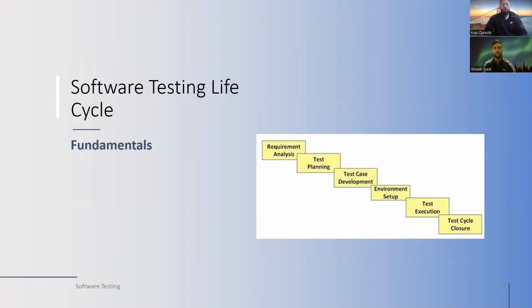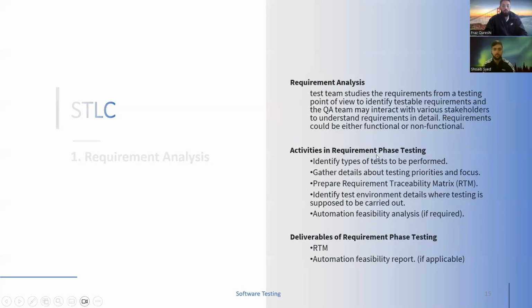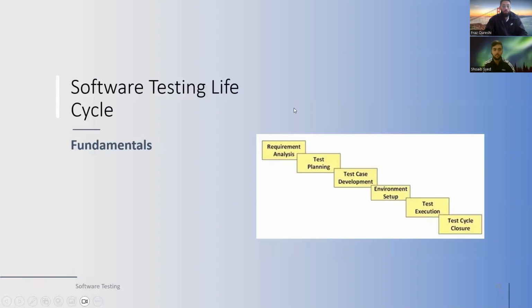Okay, so next, similarly, we have the software testing lifecycle. First we looked at the software development lifecycle, which was SDLC. Now it is the software testing lifecycle, STLC. Similarly, the software testing lifecycle is a sequence of specific activities conducted during the testing process to ensure software quality goals are met. Now, if we look at it, it again has its own stages.